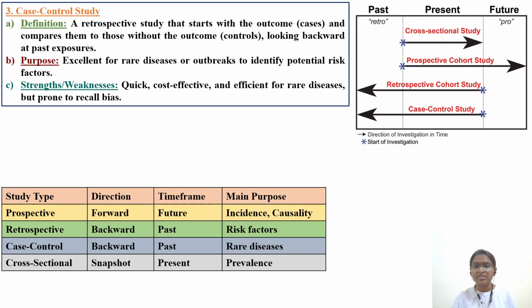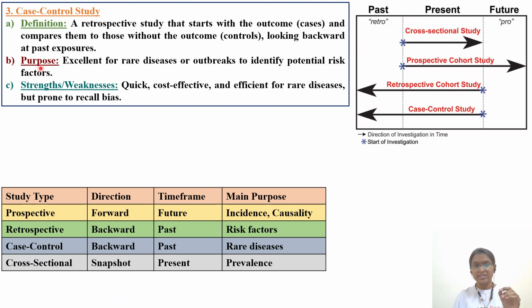Coming to the next one, we'll see the third option, the case control study. What is a case control study? It is a retrospective study that starts with the outcome, okay? So it is similar to a retrospective study. It takes the cases and compares them to those without the outcome, that is the controls. There is an exposed population and an unexposed population, and you are going to compare them, looking backward at past exposure. This is the case control study, which takes place in the backward direction.